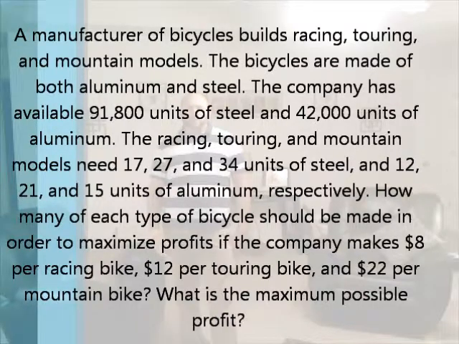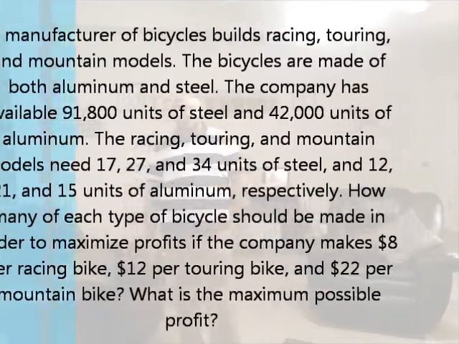The racing, touring, and mountain models need 17, 27, and 34 units of steel and 12, 21, and 15 units of aluminum, respectively. How many of each type of bicycle should be made in order to maximize profits? The company makes $8 per racing bike, $12 per touring bike, and $22 per mountain bike. And what is the maximum possible profit?